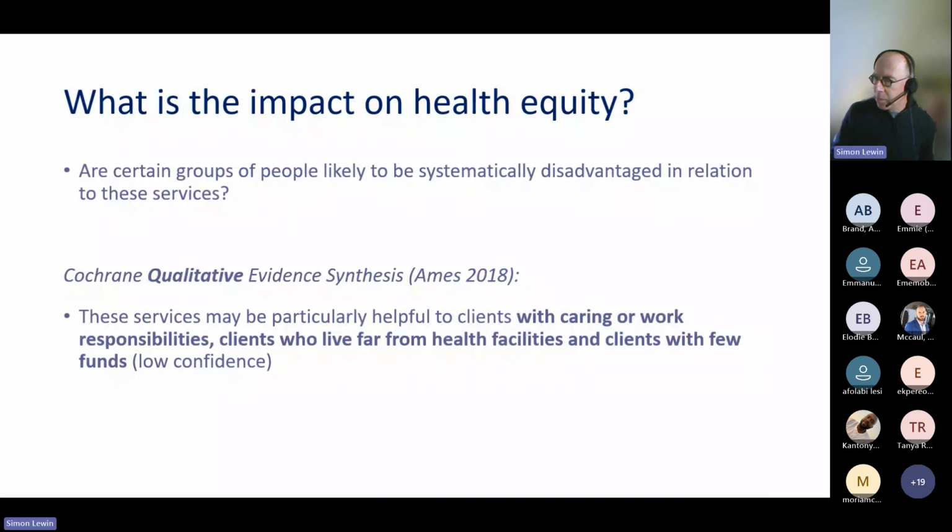And what's the impact of these interventions on equity? Are certain groups of people likely to be systematically disadvantaged in relation to these services? The same qualitative evidence synthesis provided some valuable information on this, showing that services might be particularly helpful to people with caring or work responsibilities, people who live far away from health services and find it difficult to be there in person, and people who have few resources and would find the travel costs to be onerous.